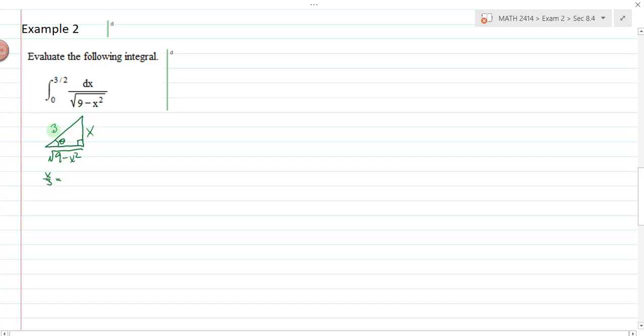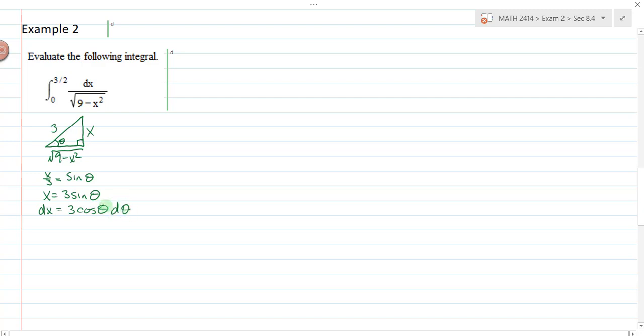That's opposite over hypotenuse. What trig function is that? That's sine theta. So when I solve this for x, that's going to give me x is equal to 3 sine theta. If I know x, I can figure out what dx is. dx is the derivative of x. The derivative of 3 sine theta is 3 cosine theta d theta.